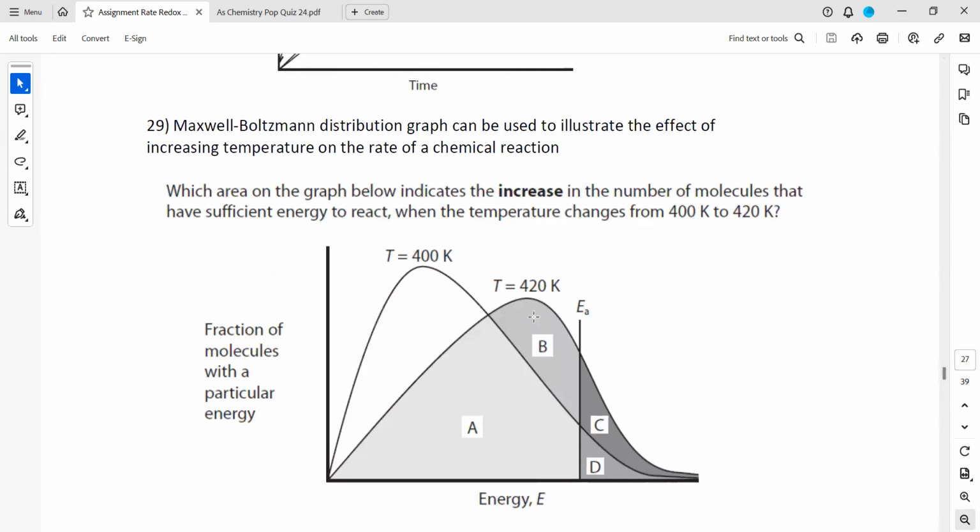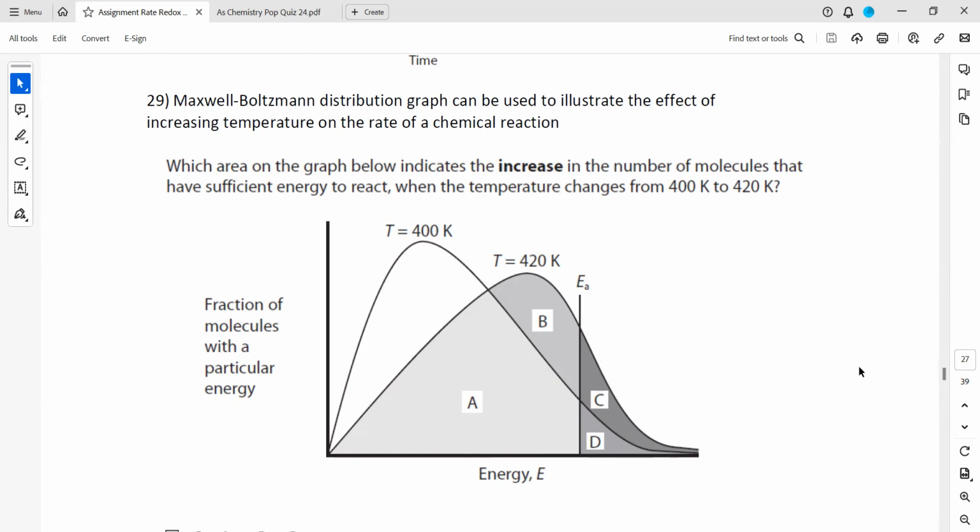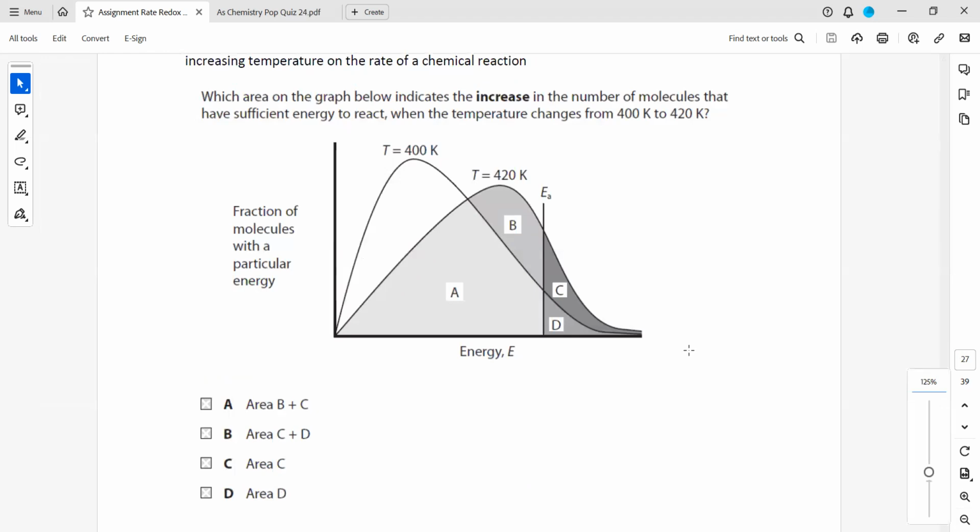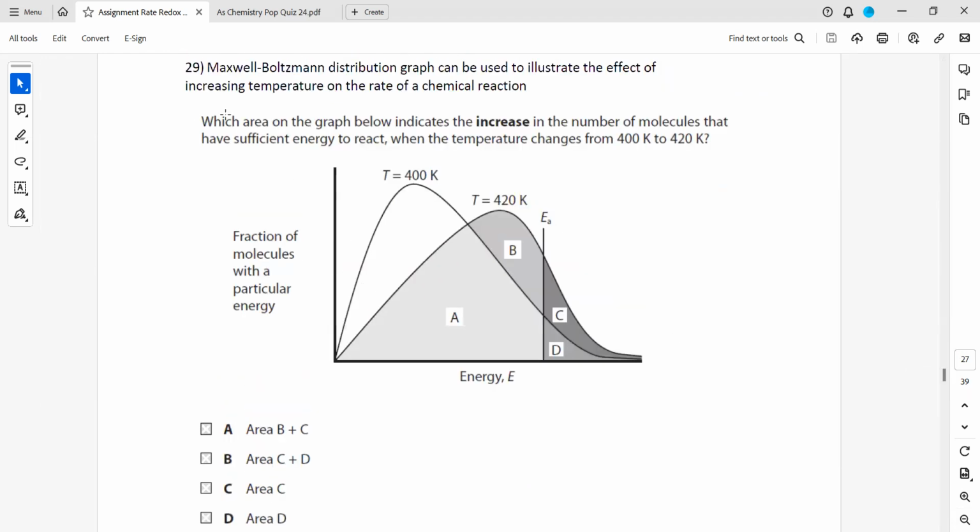In question 29, Maxwell-Boltzmann distribution graph, which is used to illustrate the effect of increasing temperature on a chemical reaction. The question is, which area on the graph indicates the increase in number of the molecules that have sufficient energy to react? So which area, for example, when the temperature has changed from 400 to 420 Kelvin. Initially, when the temperature is 400 Kelvin, these are the particles which were already reacting, D.